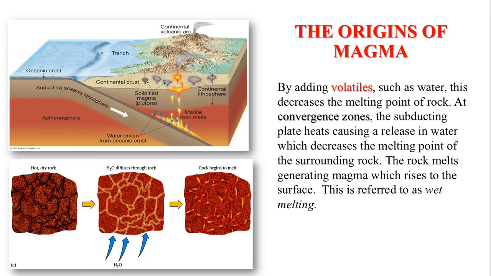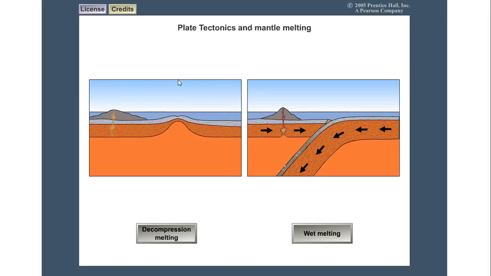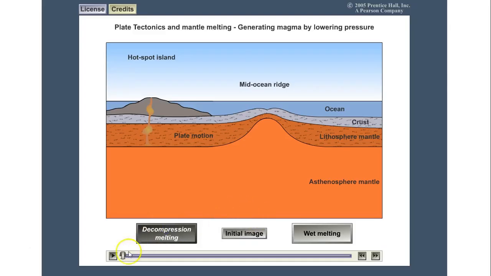Okay, so whenever you start looking at this process, what is called wet melting is whenever water is added to rock, and it's very common along convergence zones. Okay, so here we go. Let me show you how this actually works. First, we're going to look at decompressional melting.